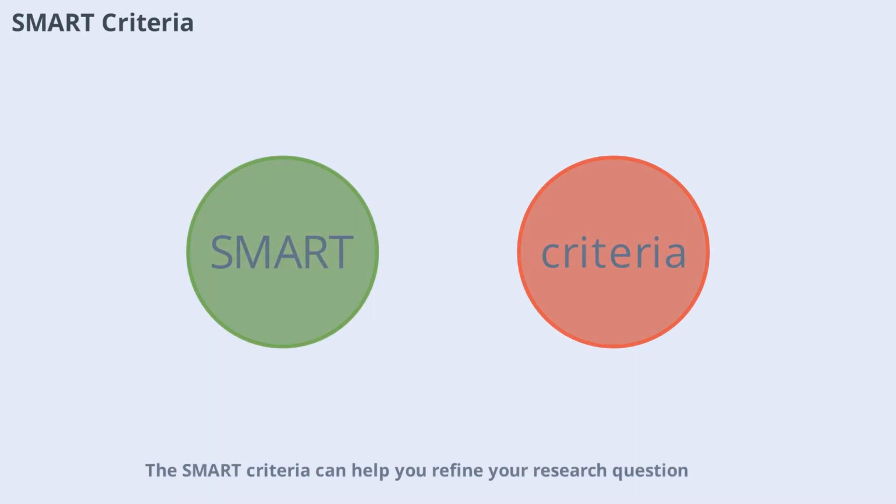SMART criteria can help you refine your research question. SMART stands for specific, measurable, achievable, relevant, and time-bound. By applying these criteria, you ensure your question is practical and researchable. For example, instead of asking, does exercise help health? You might ask, does 30 minutes of daily walking reduce blood pressure in adults over 50 within 6 months? This approach leads to more actionable and meaningful research.